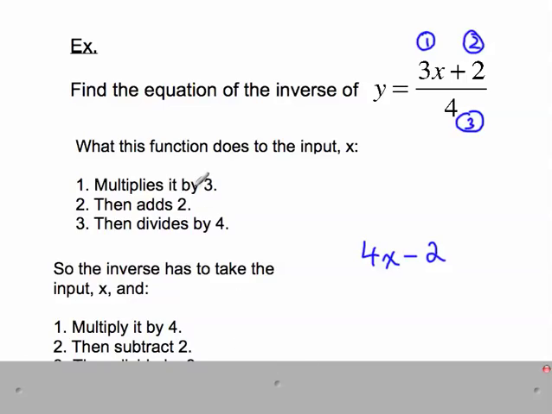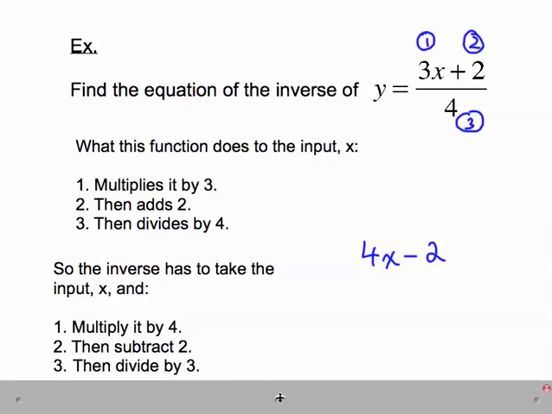And because the first thing that we did in the original function was multiply by 3, the last thing we need to do in this inverse, again working up in that direction, is divide by 3. So whereas the first one multiplied by 3, added 2, and then divided by 4, now we multiply by 4, subtract 2, and then divide by 3. We could use function notation here and write f inverse, but because we wrote a y here, we're going to write a y down here again.